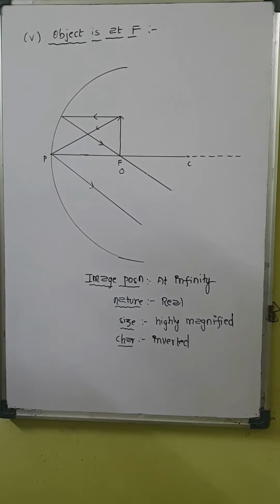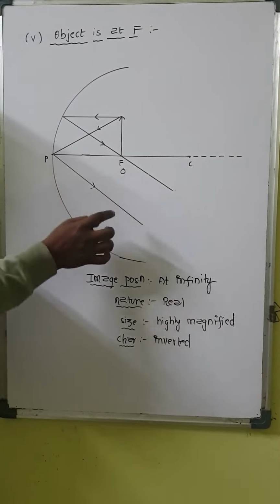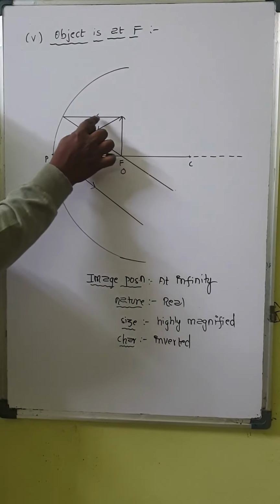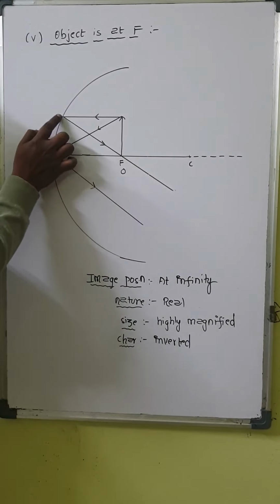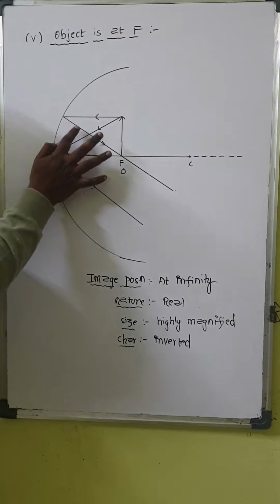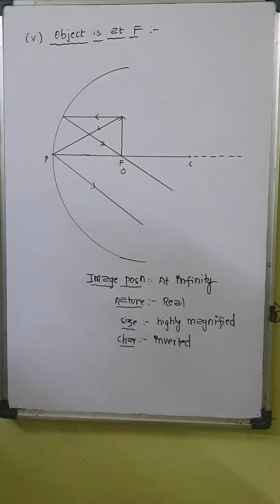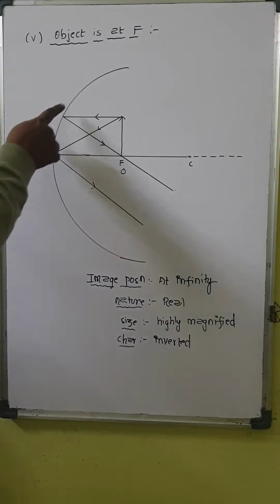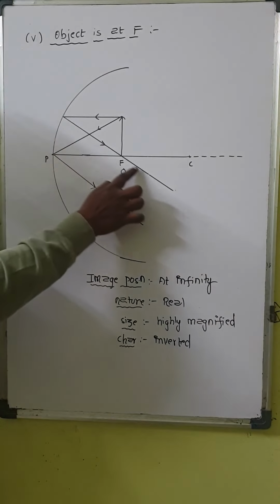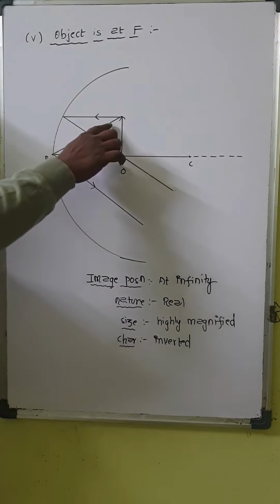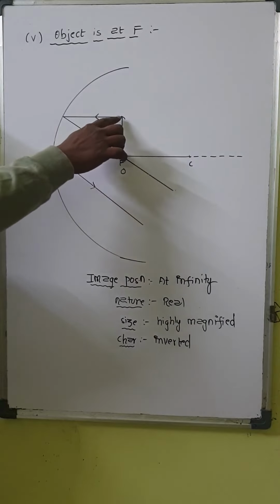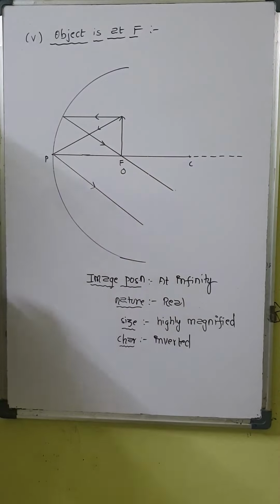So when an object is placed at the principal focus, one light ray coming from tip of the object falling on the concave mirror gets reflected and passes through focus. So the first light ray is coming from tip of the object, falls on the concave mirror, gets reflected and passes through focus. Second light ray also coming from tip of the object, but this time this light ray is falling at the pole of the mirror.